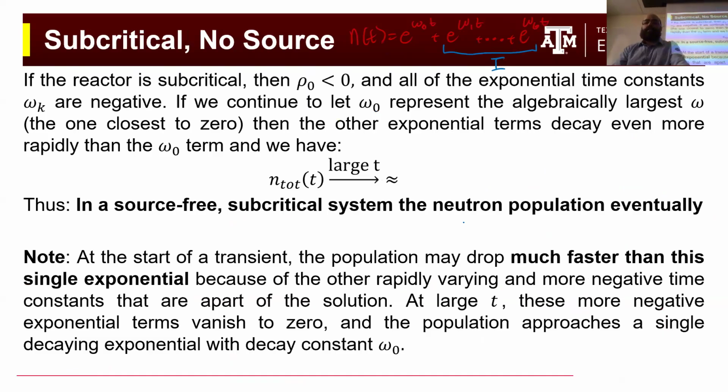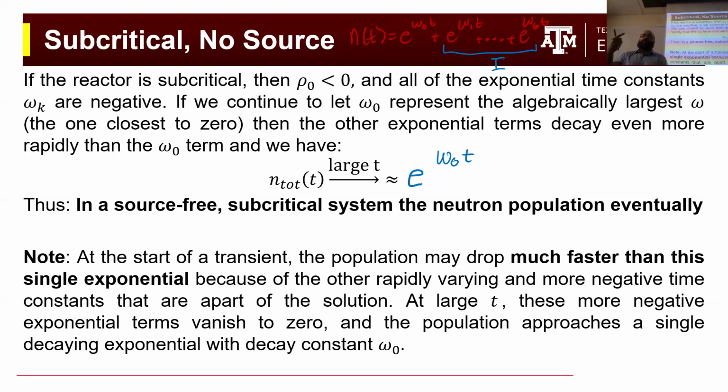So basically, when t is large, this is going to look like e to the omega naught times time. In other words, the solution is going to be, oh, this is for a negative insertion. So we're just going to say e to the omega naught t, because omega naught was negative. I don't want to take the absolute value because then it'll mess up that sign. So the solution is going to be dominated by the one with the algebraically largest time constant. All of the other ones are going to decay to zero as t is large.